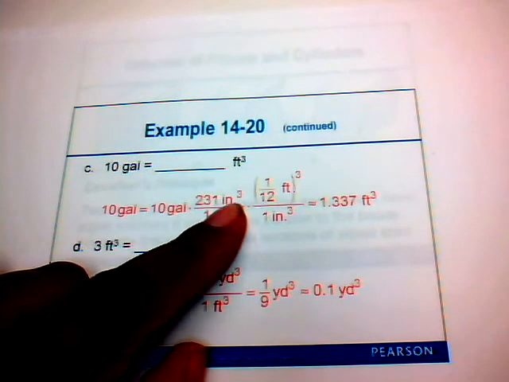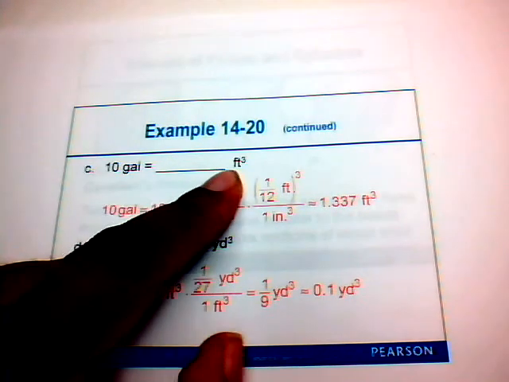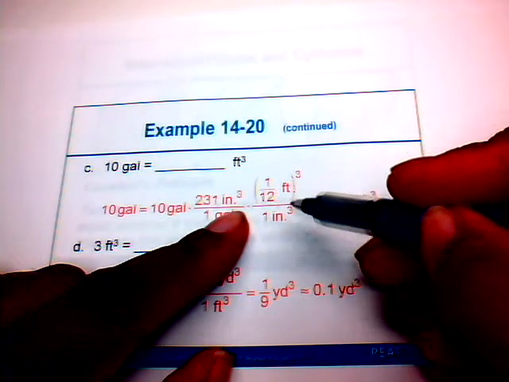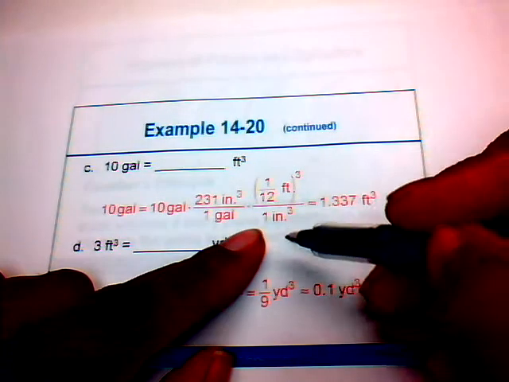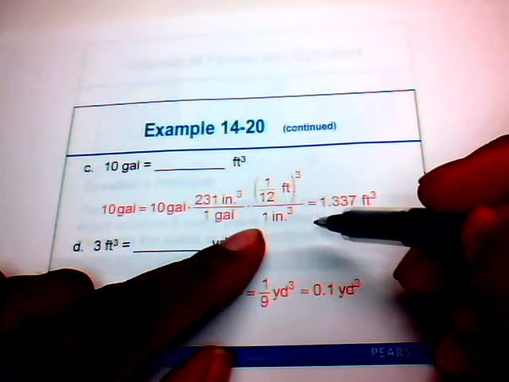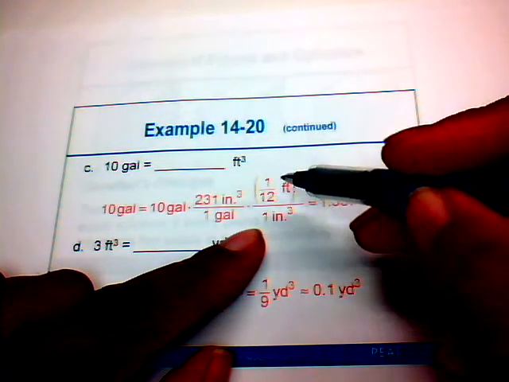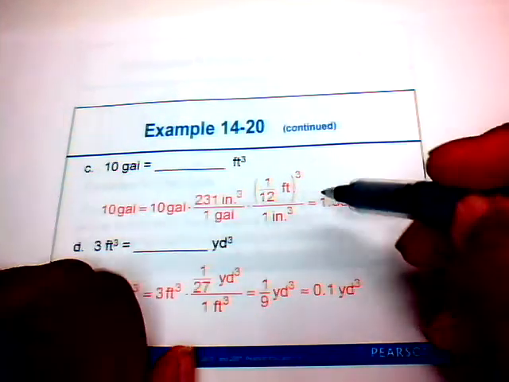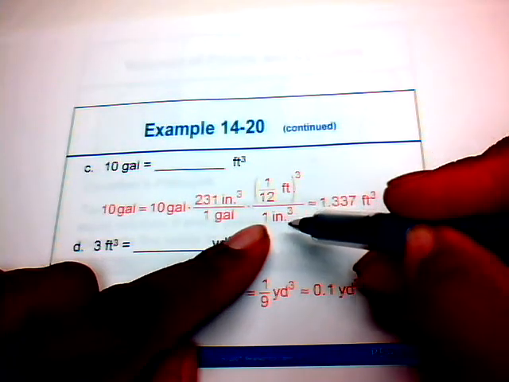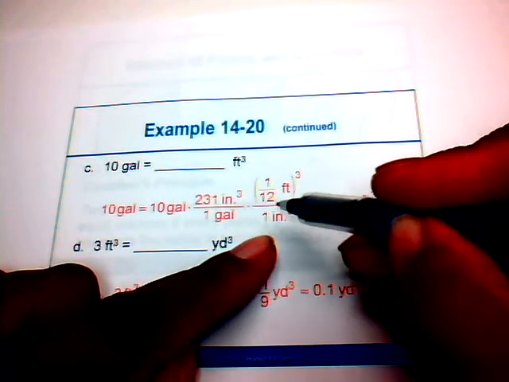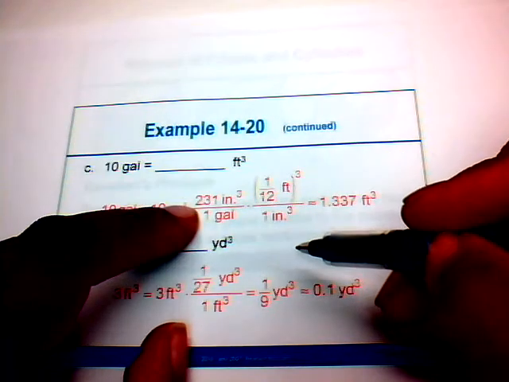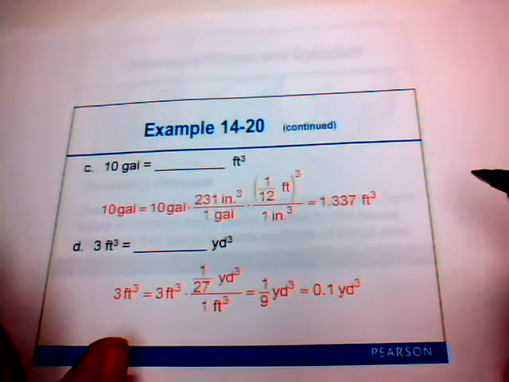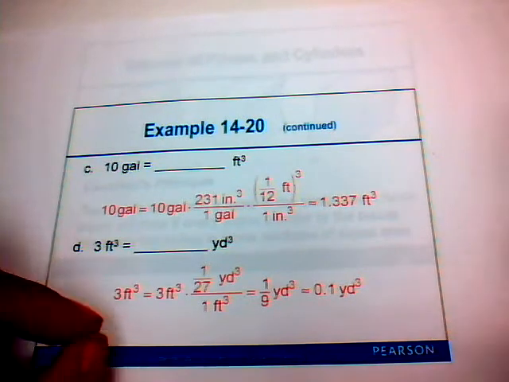Once those gallons divide out, you'll have cubic inches, but you want cubic feet. Okay, what they have here is 1/12 of a foot is 1 inch, because 12 inches make up a foot. So 1 inch would be 1/12 of a foot. So we'll use that. And it's cubic, so we have to raise this to the third power for this to be 1 cubic inch. That way the cubic inches divide out. So now you have 231 times 1/12 cubed times 10, which is approximately 1.337 cubic feet.